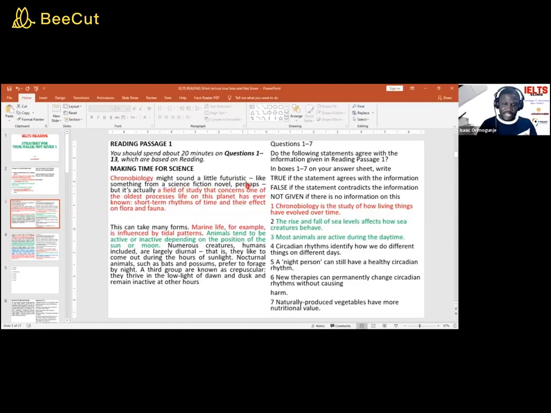Are they talking about the same thing? Are they trying to evaluate the same thing? Look at it. A field of study that concerns one of the oldest processes of life on this planet as ever known. A short-term reading of time and their effect on fauna and flora. The issue is, are they trying to measure the same thing? And what are they evaluating? They are evaluating chronobiology. So they are trying to define chronobiology.